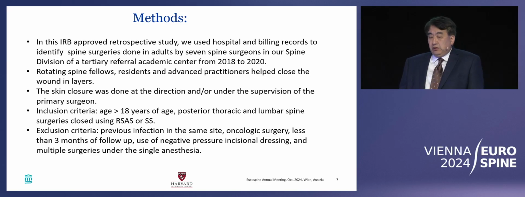Inclusion criteria were age greater than 18, and posterior, thoracic, and lumbar spine surgeries closed using subcuticular sutures or staples. And exclusion criteria were previous infection in the same site, oncologic surgery, less than 3 months of follow-up, use of negative pressure incisional dressing, and multiple surgeries under the single anesthesia.